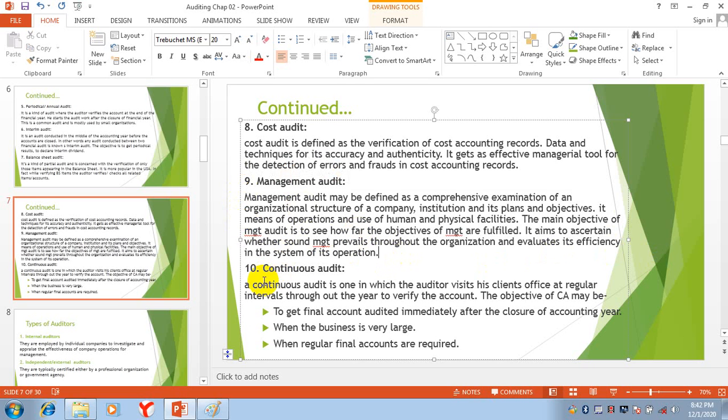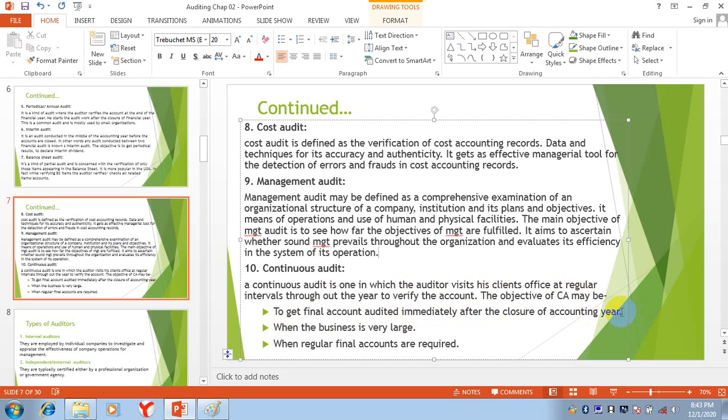Then the last type of audit is called continuous audit. A continuous audit is one in which the auditor visits his client office at regular intervals throughout the year to verify the accounts. The auditor is visiting the company regularly throughout the year. The objective of continuous audit may be to get final accounts audited immediately after the closure of accounting year.